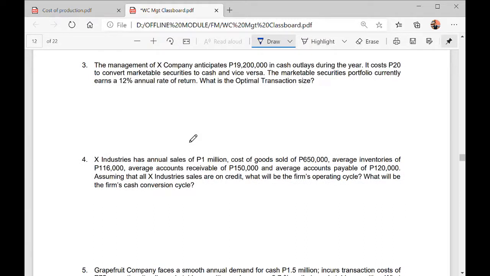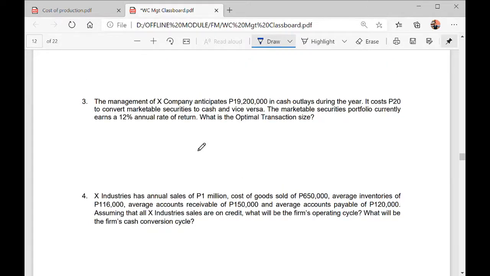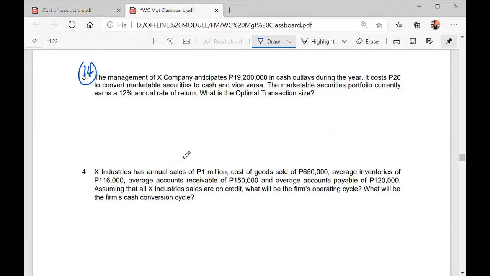Okay, number 3. Let's proceed with number 3. Okay, the question here is, by the way, asa ni siya nga number sa inyong manual? Sa manual niyo, this is question number 14. Correct? Nakita ba ninyo sa inyong manual? Okay, so it's number 14. So this is the optimal transaction size.